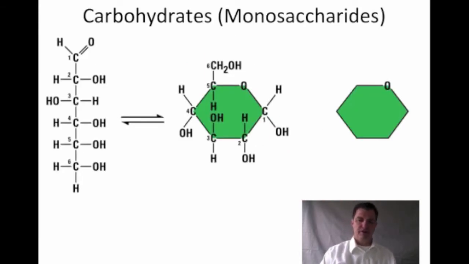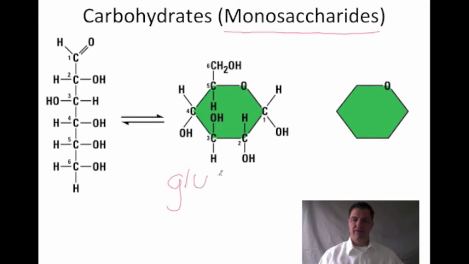So the first one we'll talk about are the carbohydrates, and carbohydrates come in 3 different sizes that we talk about in this class. The first size is called monosaccharides. Monosaccharides are things such as glucose, which is a very common sugar. Carbohydrates, especially the monosaccharides, are often referred to as simple sugars. And we'll talk about glucose.